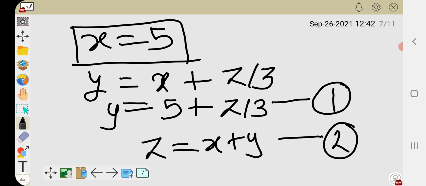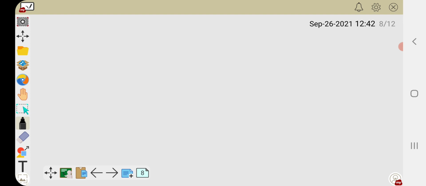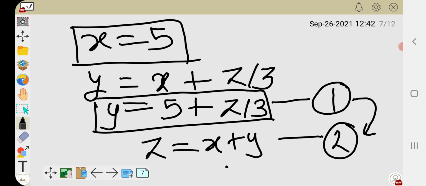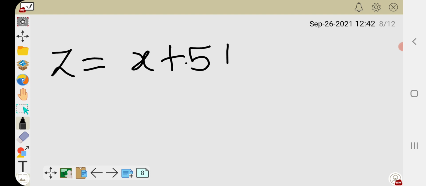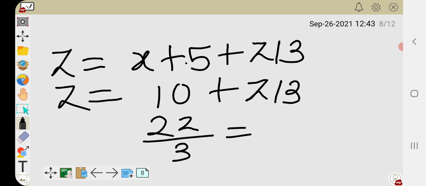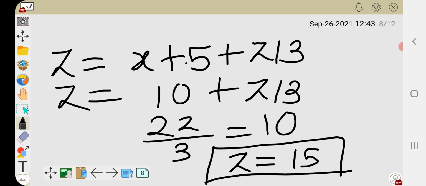Now from equation 1 and equation 2, if we put equation 1 in equation 2, we will get z is equal to x plus 5 plus z by 3. But the value of x is known, that is 5. So 5 plus 5 is 10, plus z by 3 is equal to z. Now z minus z by 3 is 2z by 3, equal to 10, and z is equal to 15. So we got z is equal to 15.